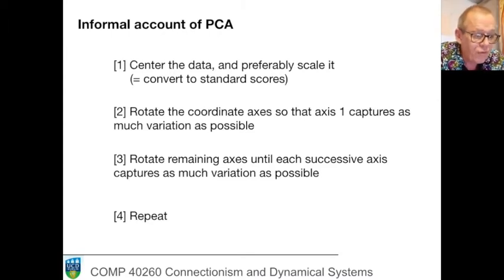So if we have 2 dimensions, as we just saw, when we fix the first axis, the second axis is also fixed. If we had 3 dimensions, having fixed the first axis, we could then still rotate the other 2 to capture as much variation as possible along one of them. And there'll always be the last one that is fixed.